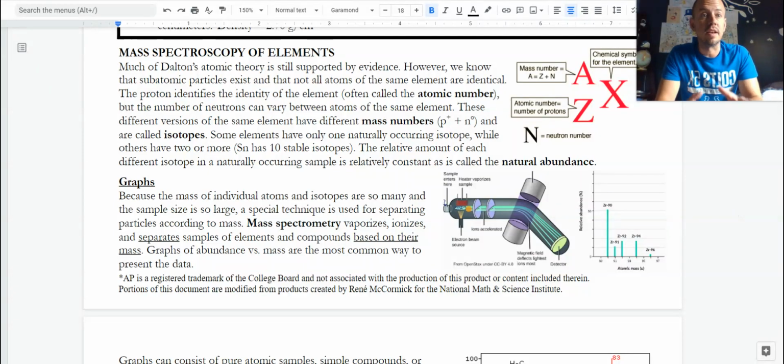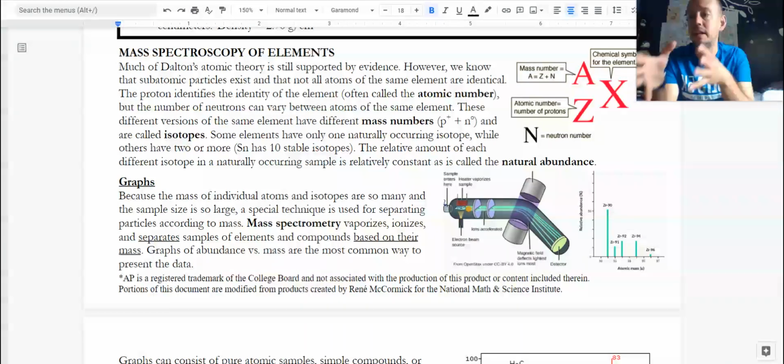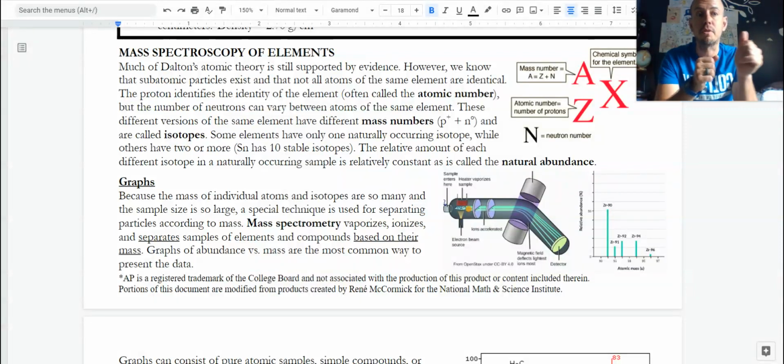Avogadro's number is central to what we think of as chemistry because it connects our measurable quantities of mass to those tiny little particles of atoms that we can't see. But just converting from atoms to moles and moles to grams doesn't tell us everything we need to know about the atom.